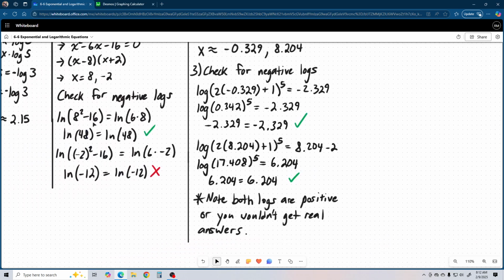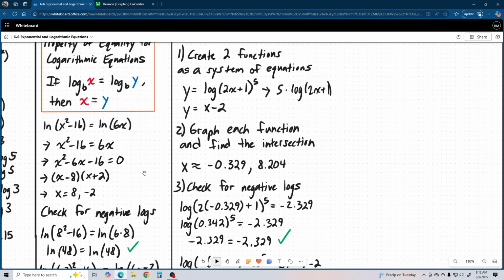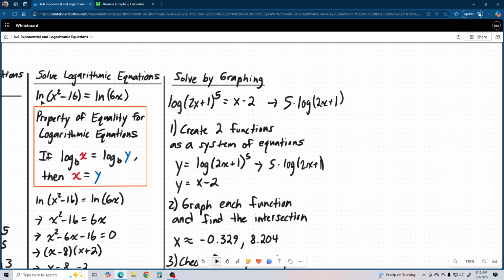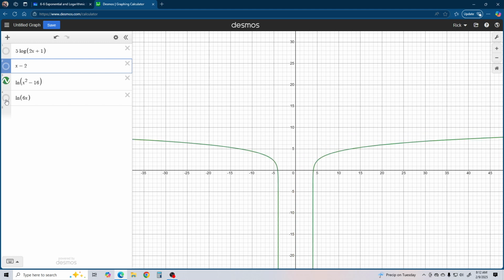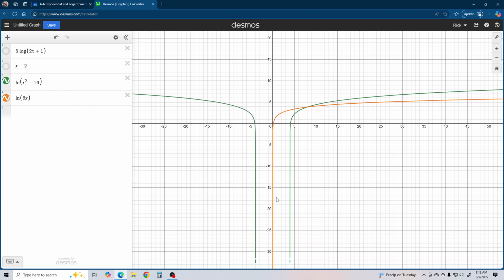But just remember how before I told you that this one doesn't work, right? And we did the math and we put the stuff in. So what I did is I did this function and I took the original pieces here, the ln of x squared minus 16 and the ln of 6x, and I went ahead and graphed these just to show you. Okay, boom. We have a purple. I'm going to change this purple to an orange because I think it sticks out a little bit more. Okay, so you'll notice that we have one intersection here.